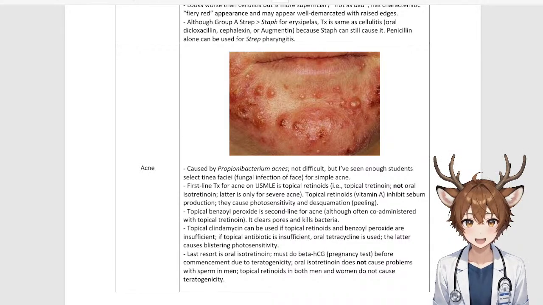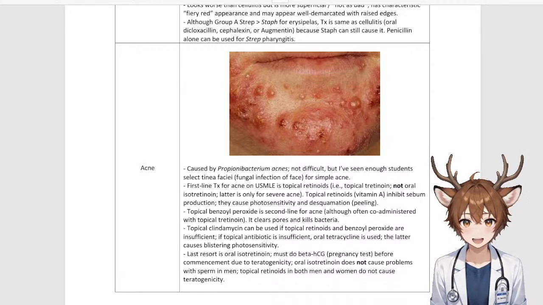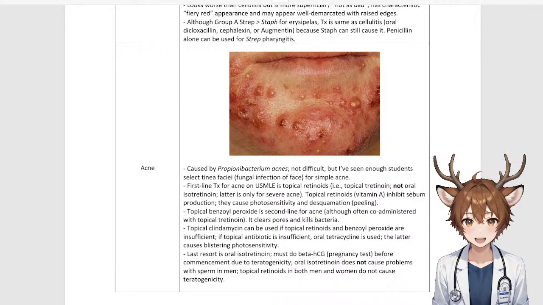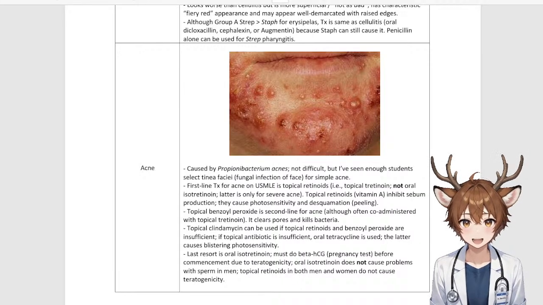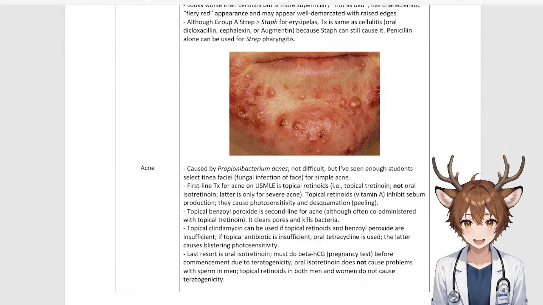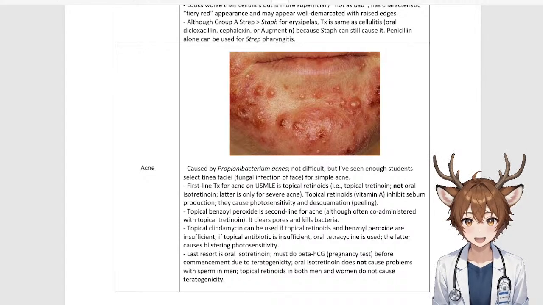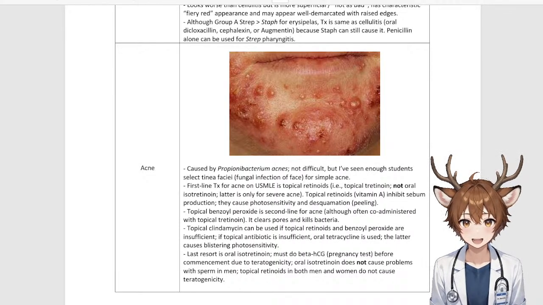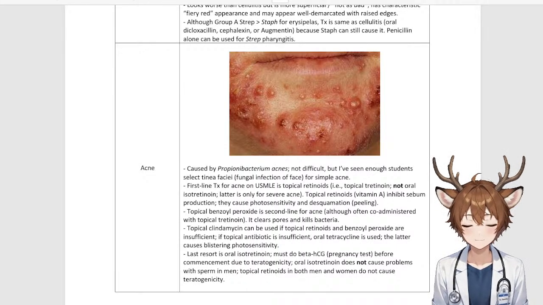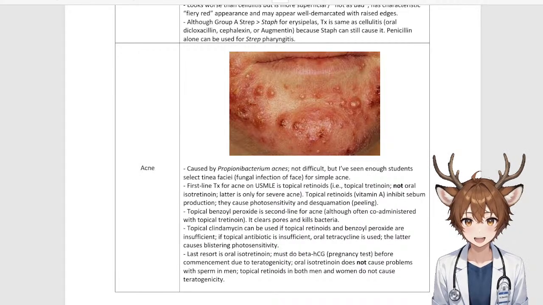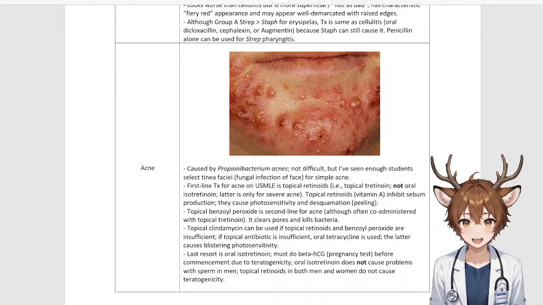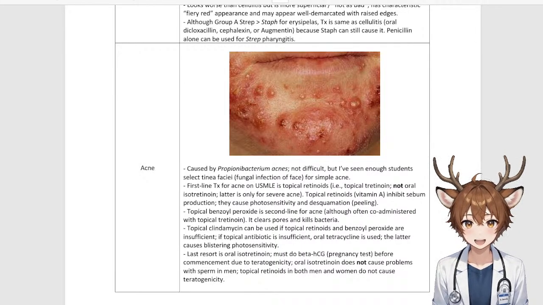Topical retinoids, like vitamin A, inhibit sebum production. They cause photosensitivity and desquamation, peeling. Topical benzoyl peroxide is second line for acne, although often co-administered with topical tretinoin. It clears pores and kills bacteria. A topical clindamycin can be used if topical retinoids and benzoyl peroxide are insufficient.